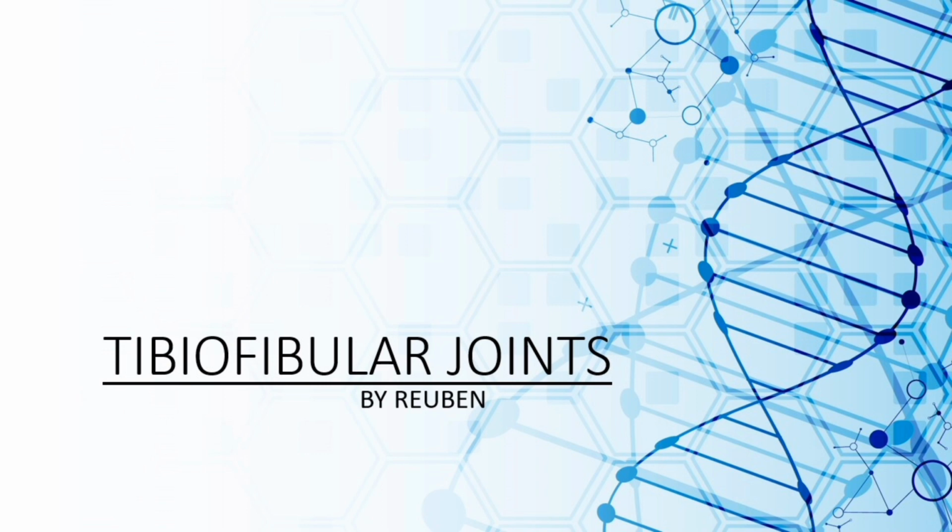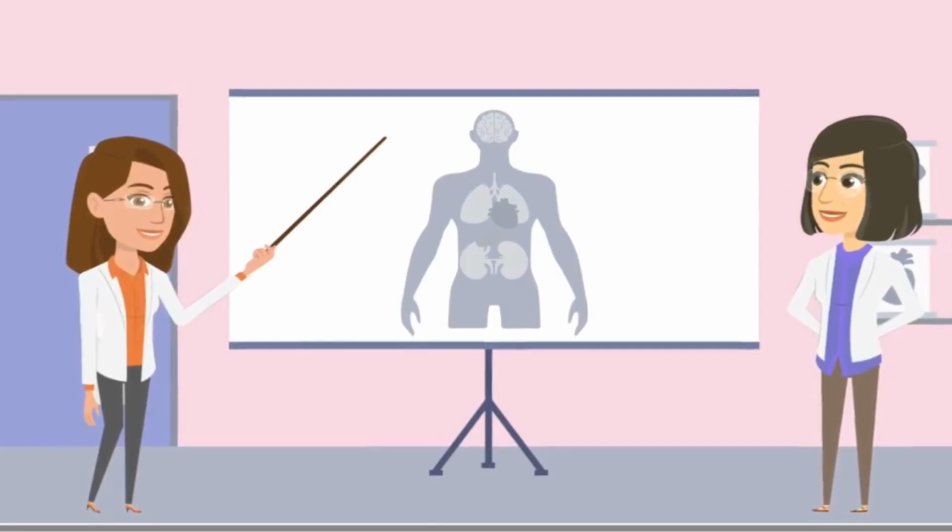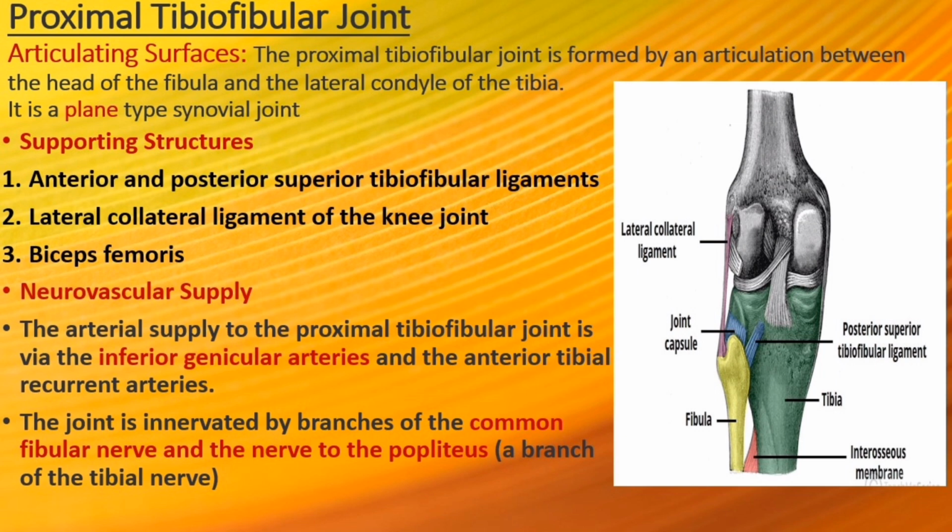Tibiofibular joints. The proximal and distal tibiofibular joints refer to two articulations between the tibia and fibula of the leg. These joints have minimal function in terms of movement but play a greater role in stability and weight bearing. In this video, we shall look at the anatomy of the proximal and distal tibiofibular joints, their structures, neurovascular supply and clinical relevance.